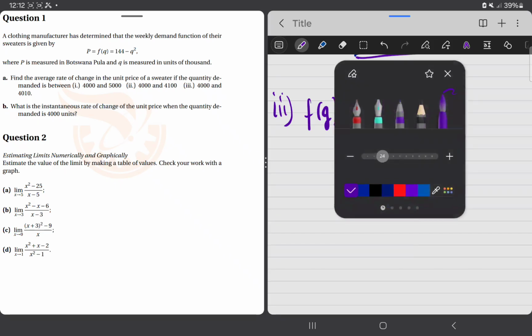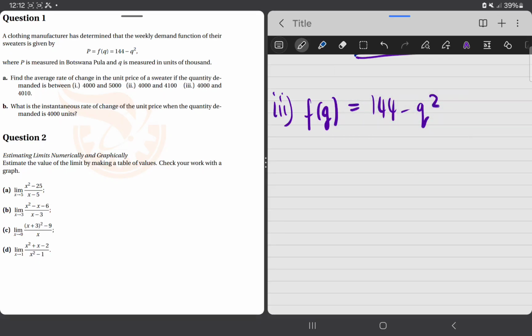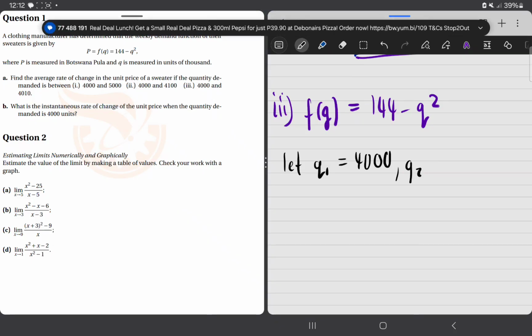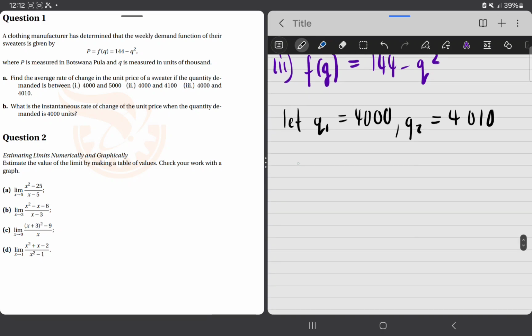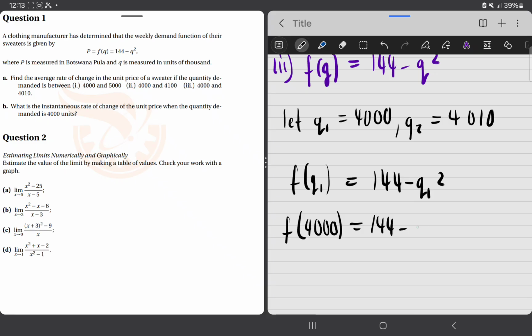The moment I see them say they want average rate of change, I go and look for my two quantities. Here it's 4,000 and 4,010. So I'm going to say let Q1 be equal to 4,000 and Q2 be equal to 4,010. Now I'm going to say F of Q1 is going to be equal to 144 minus Q1 squared. Okay, because where there is Q, I'm now putting Q1. Then that means now F of what is my Q1? 4,000. I now know what it is. It's going to be 144 minus 4,000 all squared.